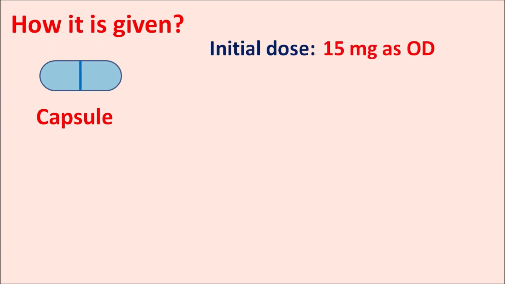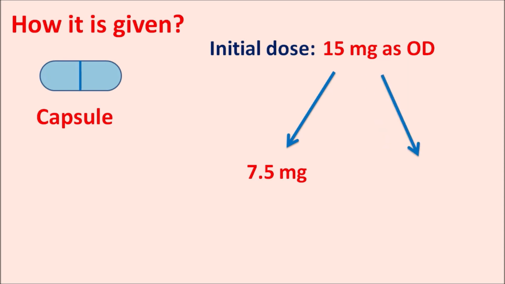How is it given? This drug is available as a capsule, and the initial dose of the drug is 15 mg given once daily. At bedtime, this is given as a 15 mg dose for adults in order to induce sleep. But the dose can be adjusted based on the age of the patient as well as any renal or hepatic dysfunction. In the elderly, it is started at 7.5 mg in order to reduce severe sedation. Again, it is given once daily at bedtime.